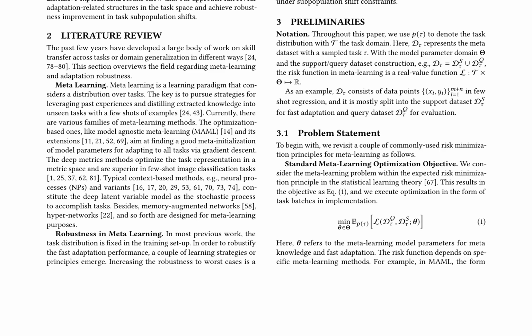Key contributions include the translation of robust fast adaptation into a Stackelberg game and the explicit generation of task distributions using normalizing flows. Theoretical analysis and tractable optimization are also emphasized. Experimental results demonstrate that this approach can reveal adaptation-related structures in the task space and achieve robustness improvement in task subpopulation shifts. This work has significant implications for enhancing the adaptability and resilience of machine learning models in real-world scenarios where data distributions are often subject to change.